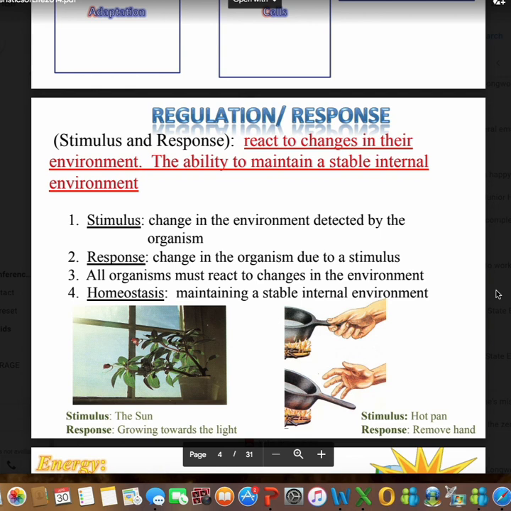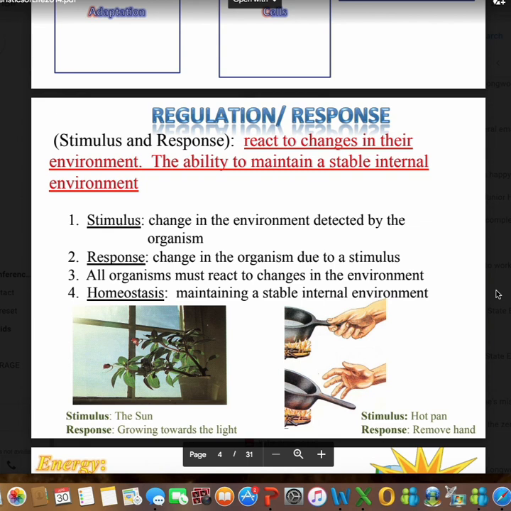A stimulus and a response is a mechanism that all organisms have to keep themselves alive. We must react to changes in the environment, otherwise we could be dead. So we use the term homeostasis, and you're going to hear that a lot. Homeostasis only talks about the organism's inside world, so inside my body. 80% of my body is water. I have to maintain 80% of my body to be water.